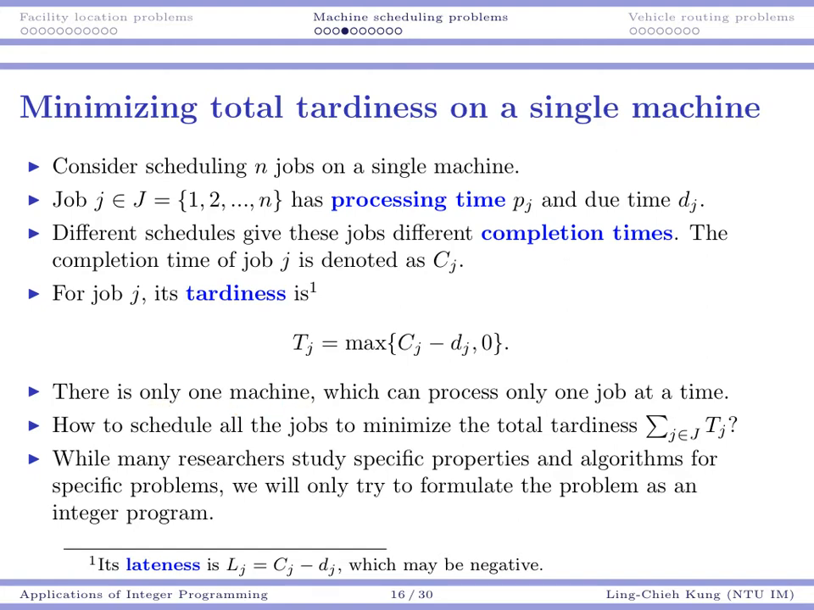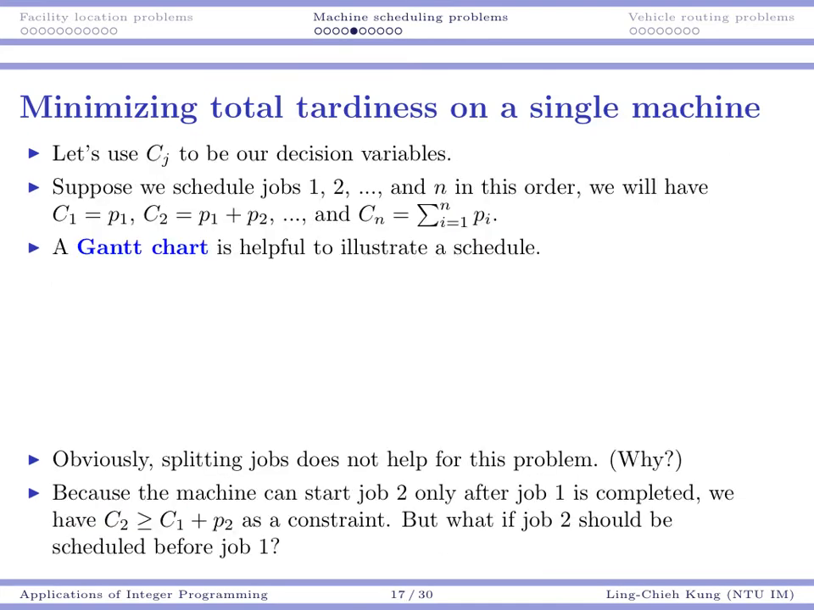You only have one machine, and that machine can process only one job at a time. Okay, so how would you schedule all the jobs to minimize the total tardiness? Okay, that's the objective here. We don't want to talk about whether this problem can be solved in polynomial time or whether there is any good useful algorithm for that. We only want to use integer programming. So let's try to look at this problem. Cj is our decision variable. Okay, and how are those Cj's related to each other? Well, let's see it.